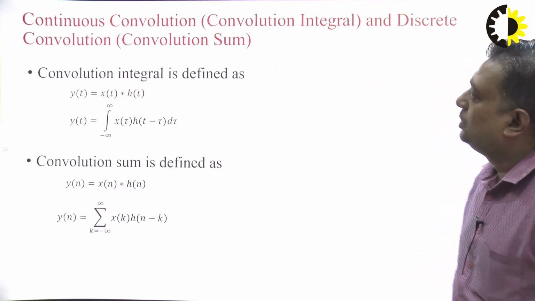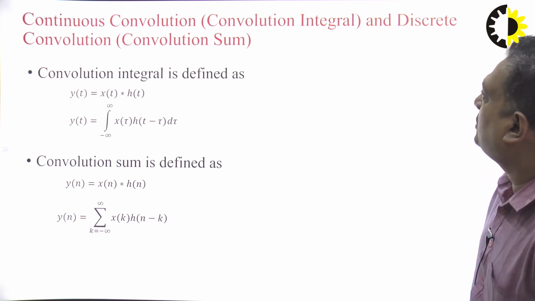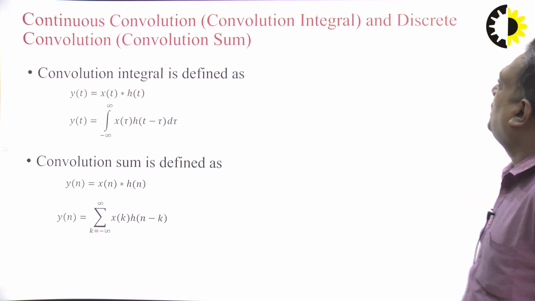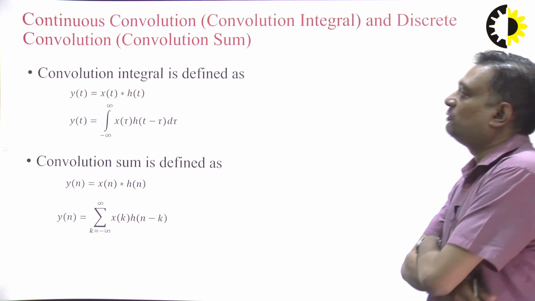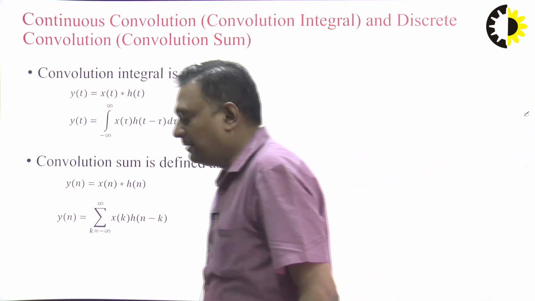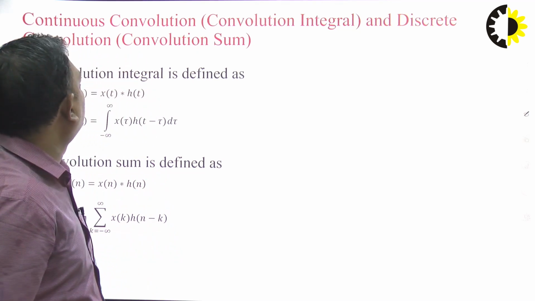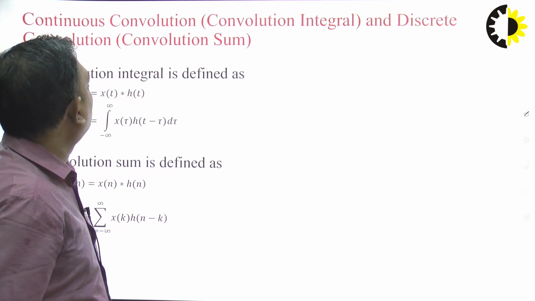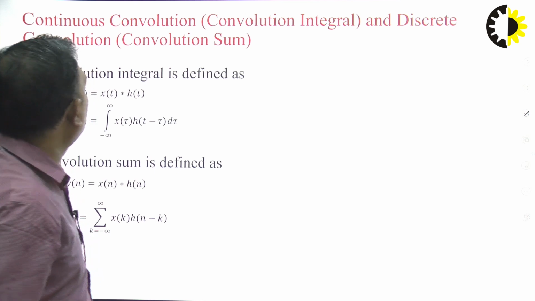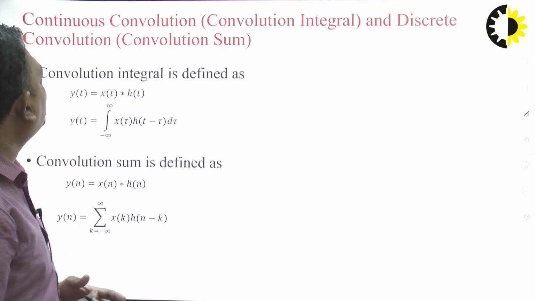Now you can see continuous convolution is also called convolution integral, and discrete convolution is also called convolution sum. So if either of these is given, then it means that you have to solve this continuous convolution or discrete convolution. Another name is convolution integral and convolution sum.